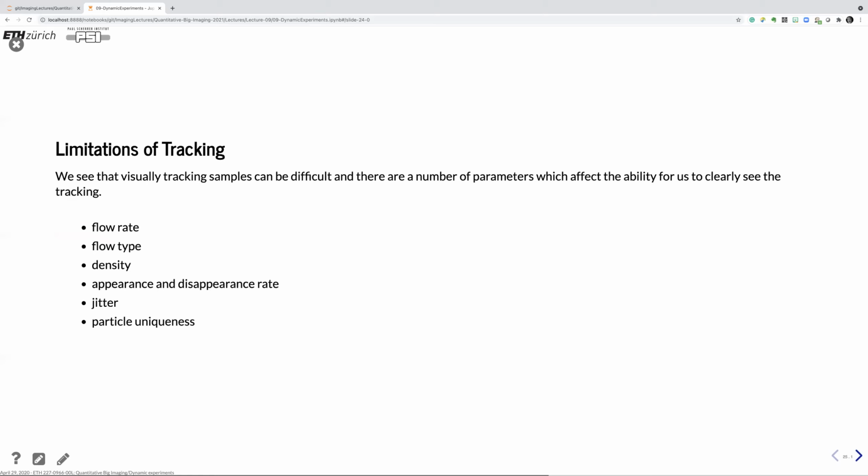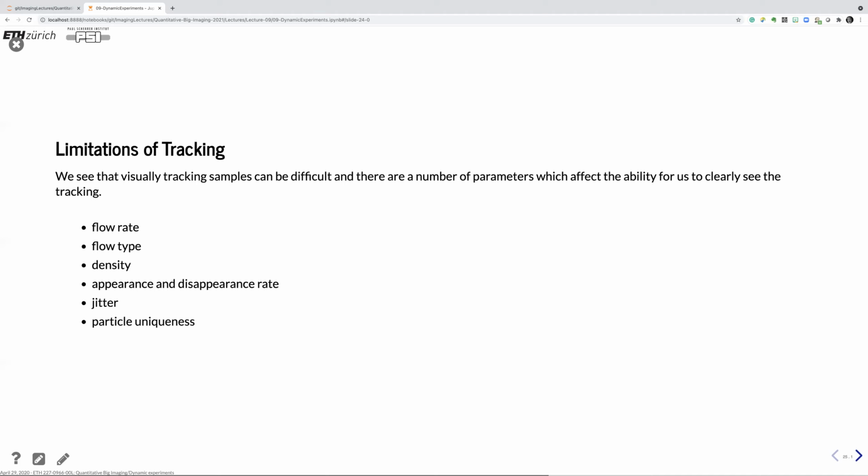Limitations on tracking: we have a lot of parameters to play with. They are different from the experiment point of view. So flow rate, which kind of flow we are talking about, density of particles, how many objects come in and out of the image, and of course the jitter. Another thing is also particle uniqueness, which can be a problem.